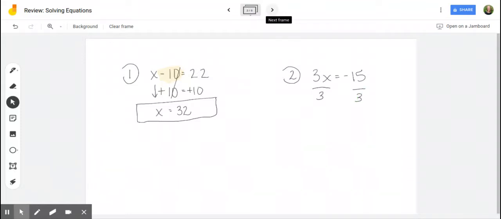Okay, 3 over 3, that cancels out. You would just get 1. So you would have 1x, but we know 1x is just the same as x. And then negative 15 over 3 is a negative 5. So now we know the value of x is negative 5.